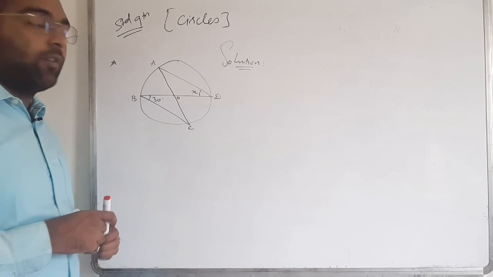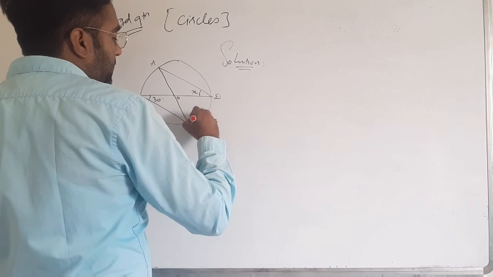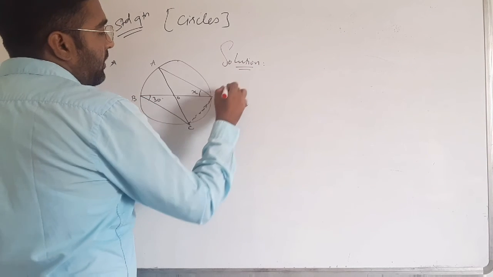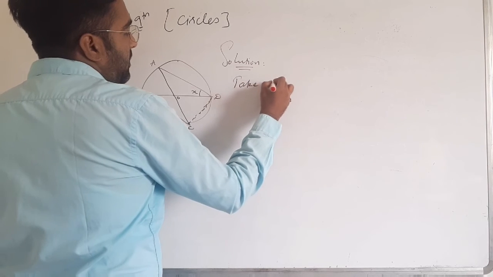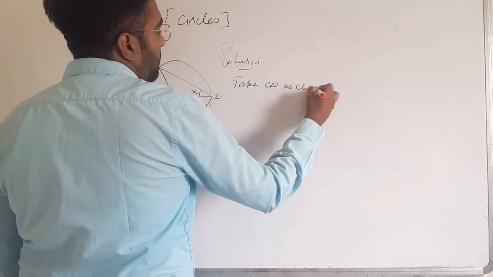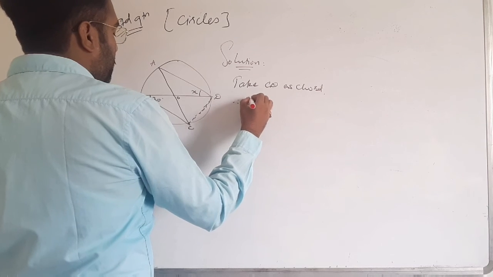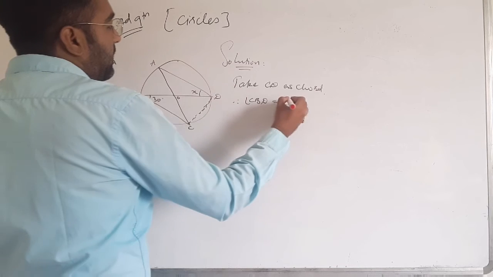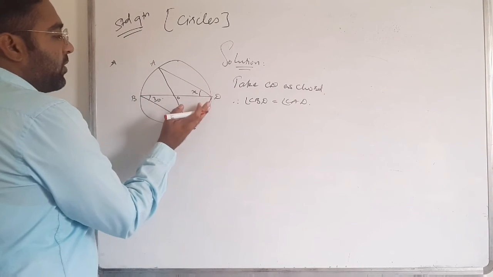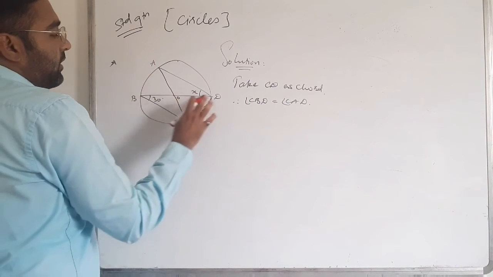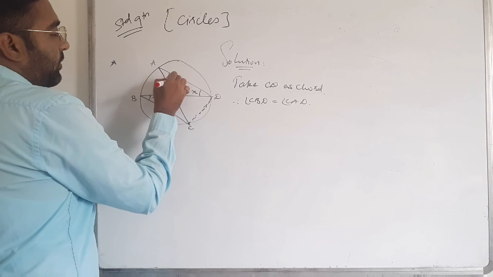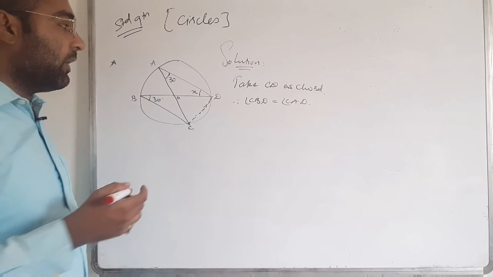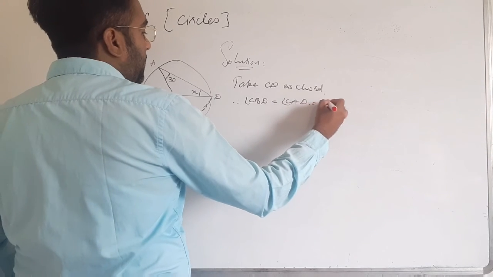So for x, first of all I'll construct CD as a chord. So I'll write: take CD as a chord. Therefore angle CBD is equal to angle CAD. On the same chord, at the end of the circle, two angles are formed that are equal, we know that. So 30 degrees here and 30 degrees here are equal, so they are equal to 30 degrees.